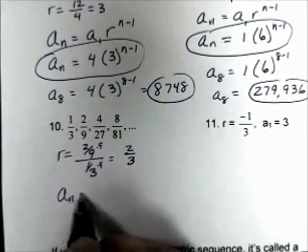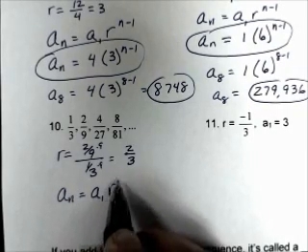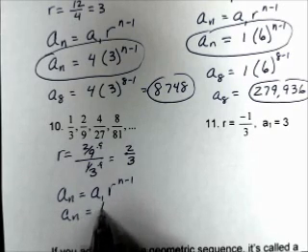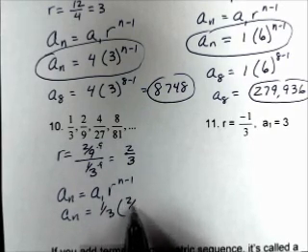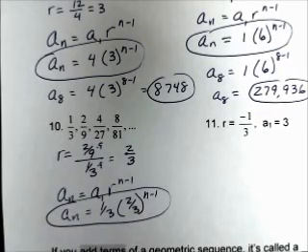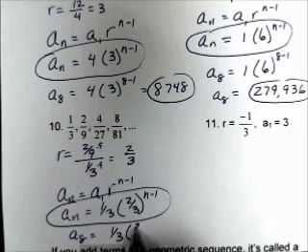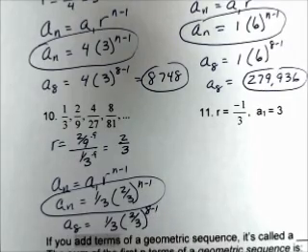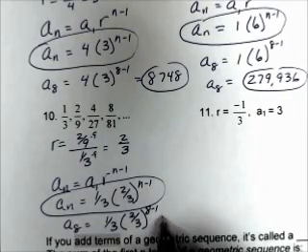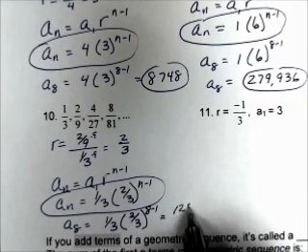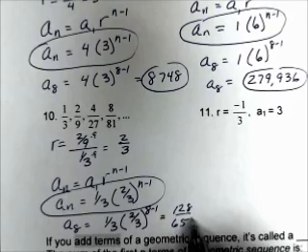a sub n equals a1 times r to the n minus 1. 1/3 times 2/3 to the n minus 1. This is our rule. We're looking for the 8th term. Substituting 8 in for n and definitely going to the calculator. 128 over 6,561.